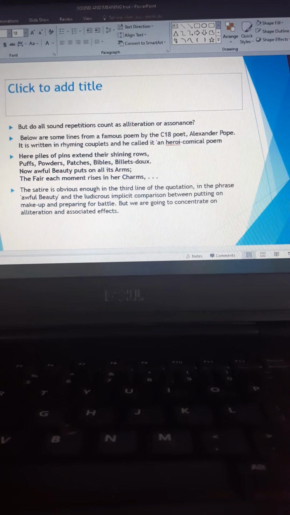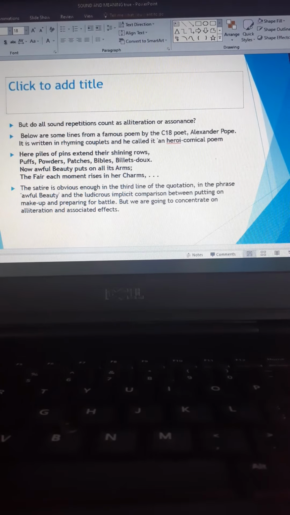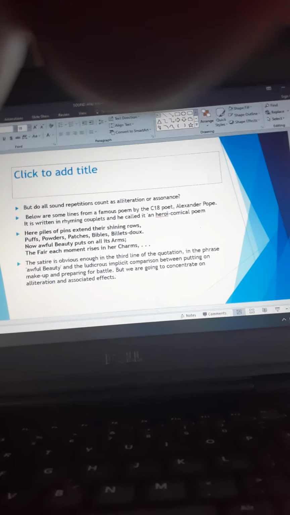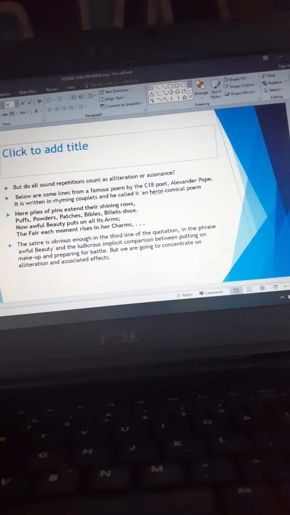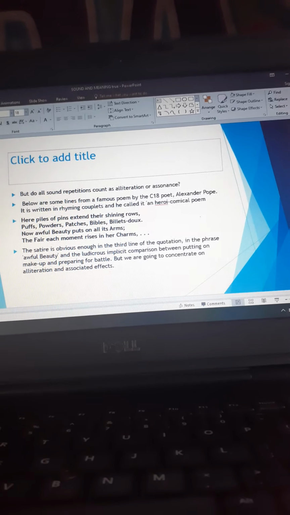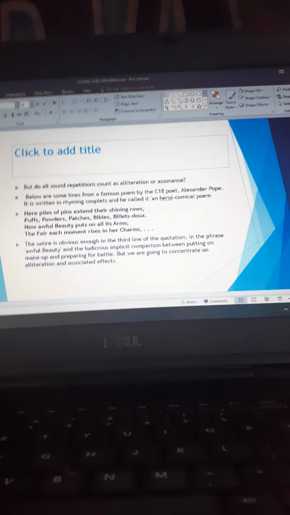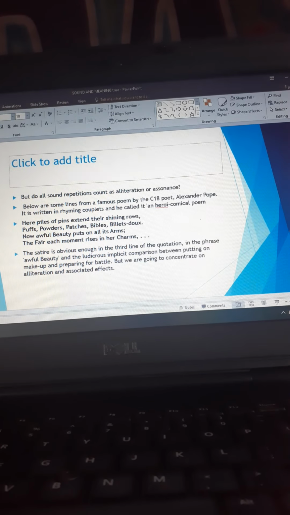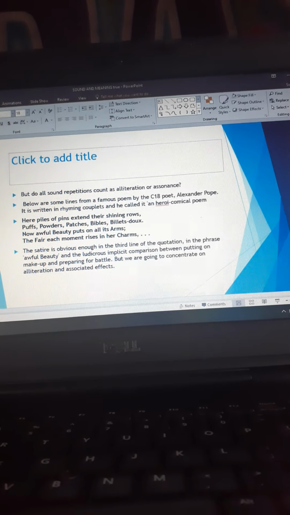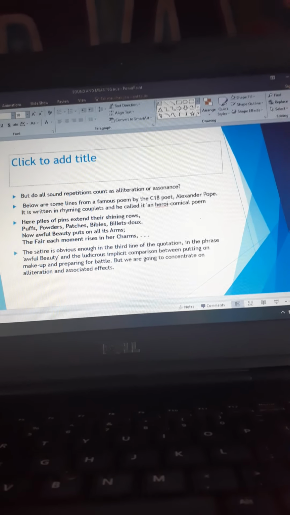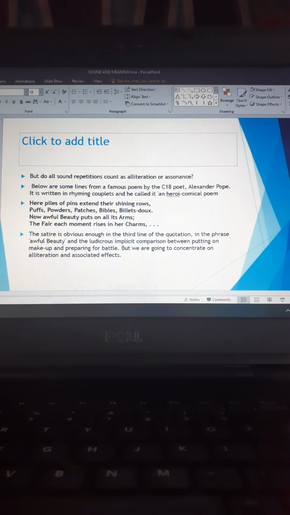The satire is obvious enough in the third line of the quotation, in the praise, awful beauty, and the ludicrous implicit comparison between putting on makeup and preparing for battle, but we are going to concentrate on alliteration and the associated effects.